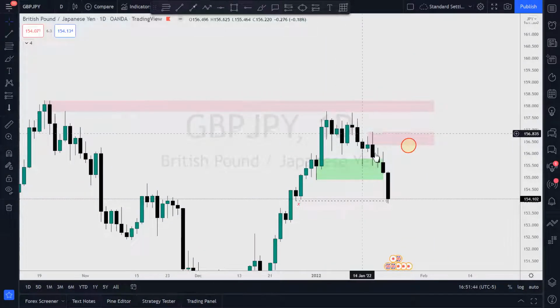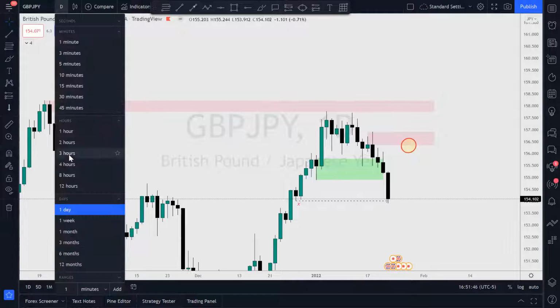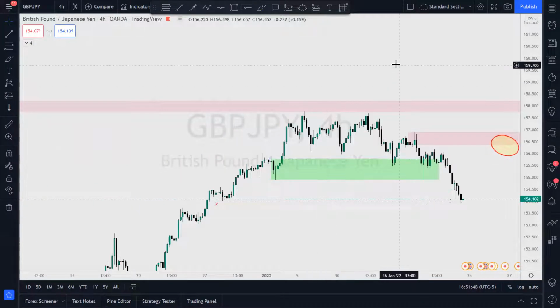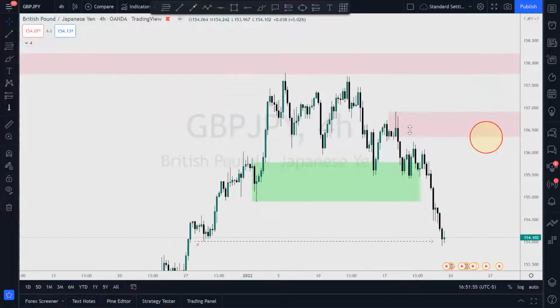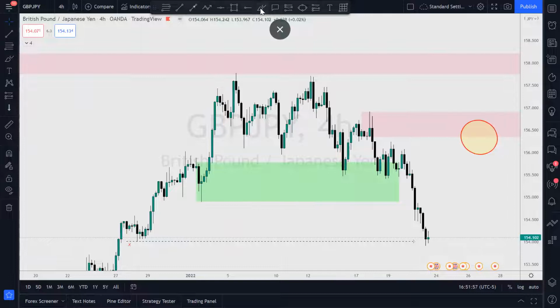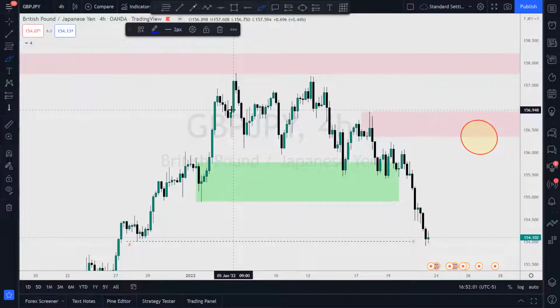So as price comes down in here, let's go to the 4 hours so we can get some more detail on this. As price mitigates this order block up here, and it mitigates well, we're going to take note of the price action. All right, we have this higher high, higher low, higher high. This higher low is responsible for that high, right?